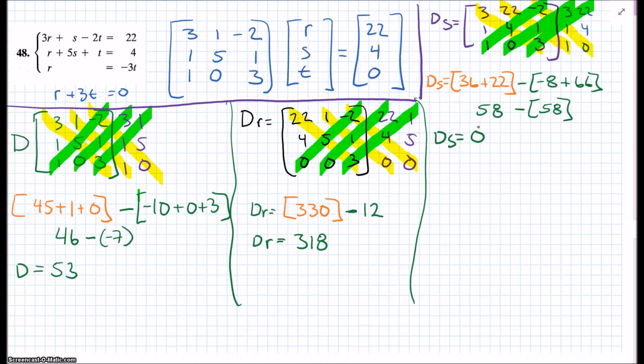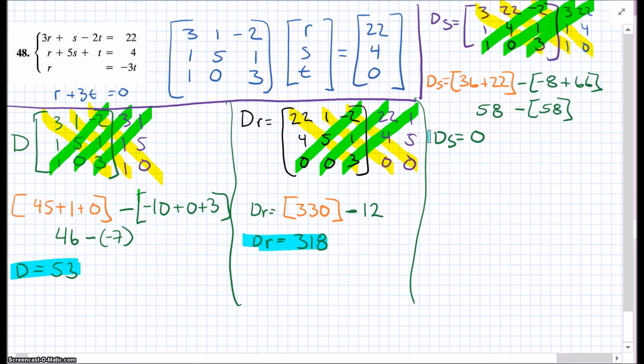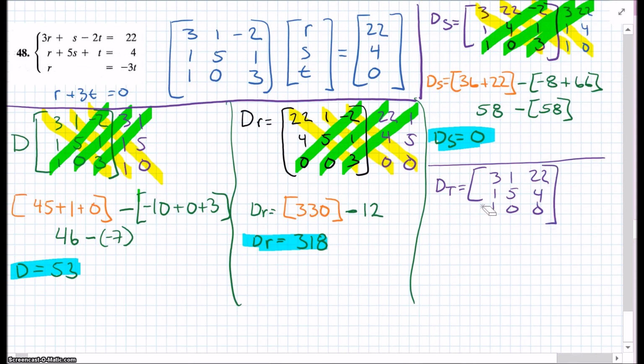Last one. So I'm going to highlight these in blue. So I have D, D sub r, D sub s. Now all I've got to do is find D sub t. D sub t equals 3, 1, 1 is the first column, 1, 5, 0 is the second column. Now we're going to replace the third column with 22, 4, and 0. So step 1, write the first two columns again, 3, 1, 1, 1, 5, 0.